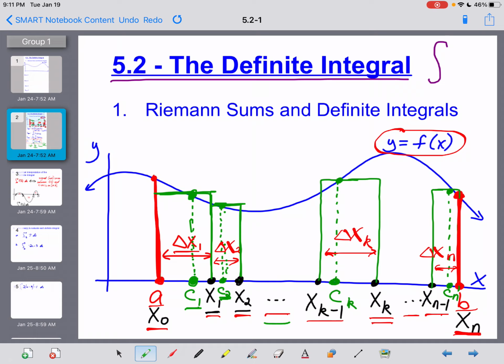Skip a few. I went now to the kth interval and chose this random value right here that we called C sub k. Went up to the curve itself, and there was the height of my kth rectangle. Skipped a few more, went to the nth rectangle, chose a random x value right here called C sub n, went up to the curve itself, a little low on that one, and that then gave me the height of my nth rectangle.